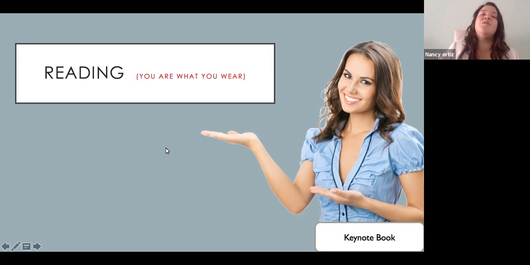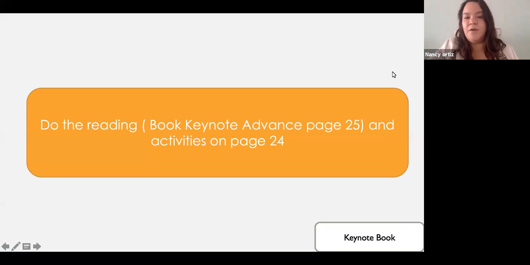And also, I'm going to be sharing with you the recommended words you have to learn or practice per unit. The books give us that. You have them in the books, but I'm going to send you just a small screenshot of those words, okay? All right, we're going to continue working on the Keynote book, but on page 25. And we're going to do activities on page 24. All right, page 25, activities on page 24.